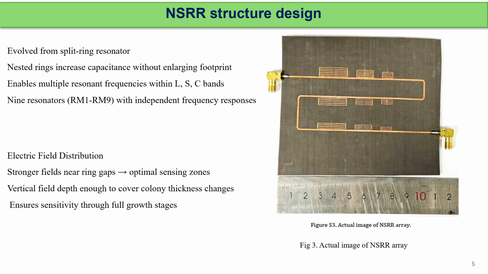Here Fig 3 shows an actual image of the NSRR array. The vertical field depth is enough to cover the full colony thickness throughout the growth cycle. This ensures high sensitivity during all stages of proliferation.